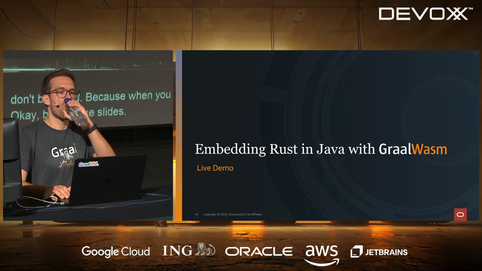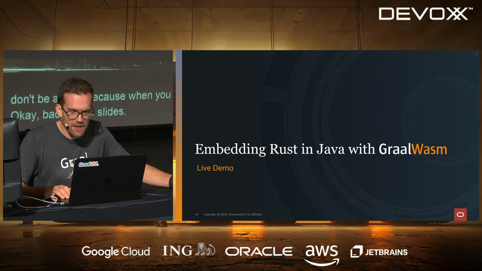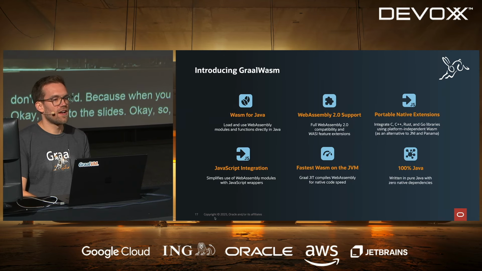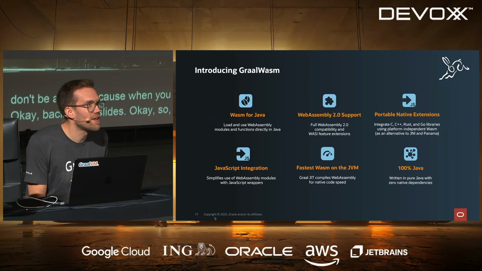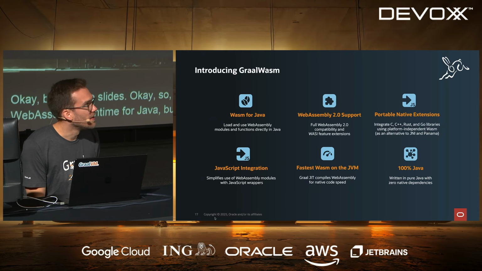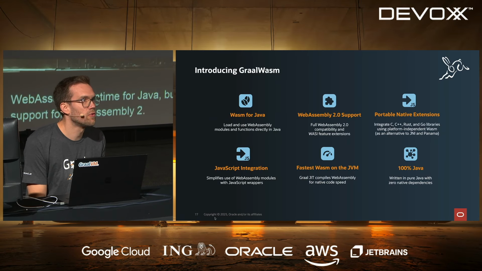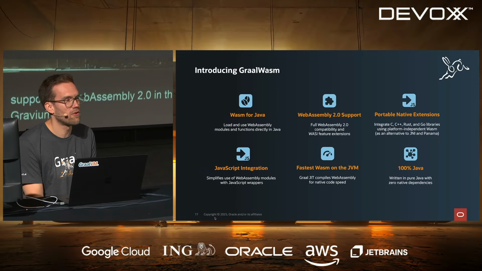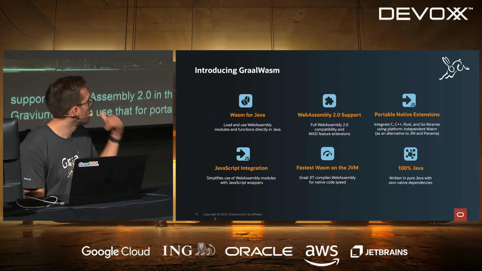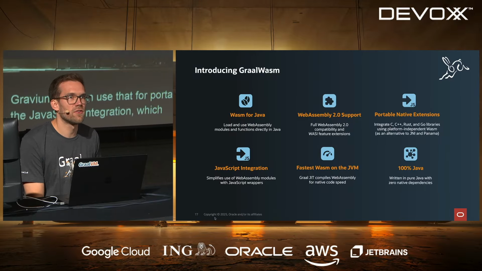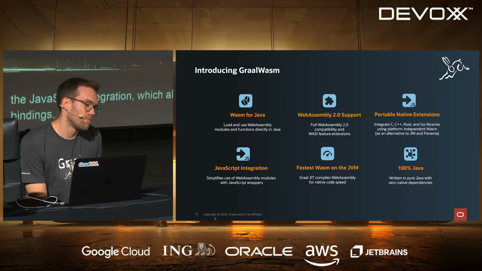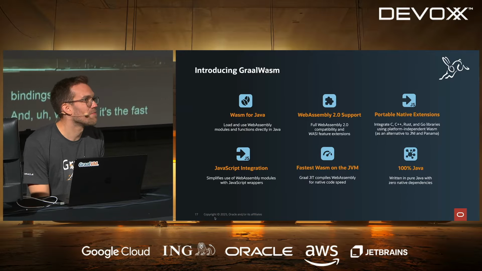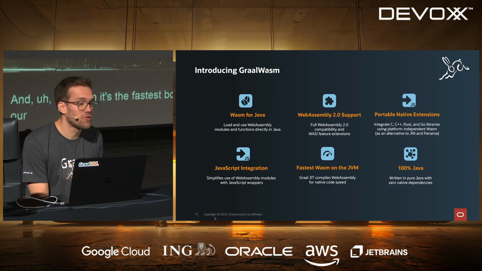Okay, so yeah, this is GraalWasm. It's a WebAssembly runtime for Java, built in Java. It's now shipping full support for WebAssembly 2.0 in the new 25 release that came with Oracle GraalVM 25. You can use that for portable native extensions, right? We have the JavaScript integration, which allows you to reuse those JavaScript bindings. And we claim it's the fastest Wasm on the JVM because we can use our Graal JIT to JIT the whole thing, right? And it's 100% Java.